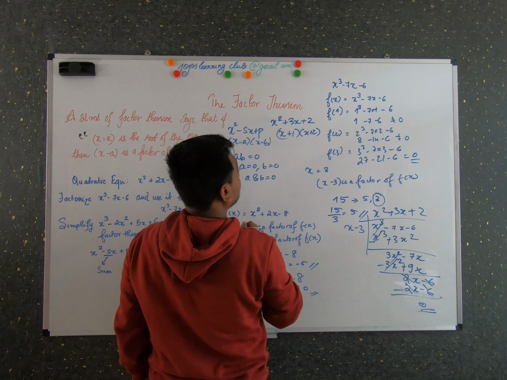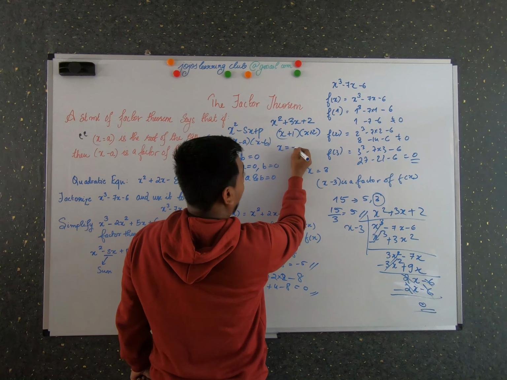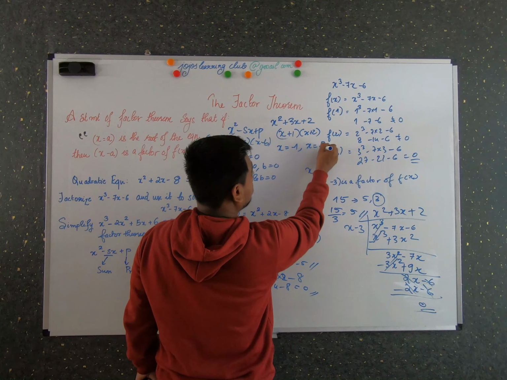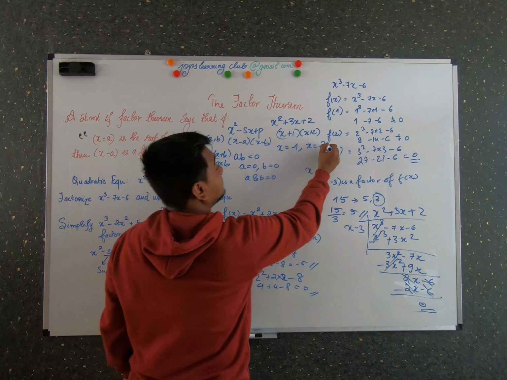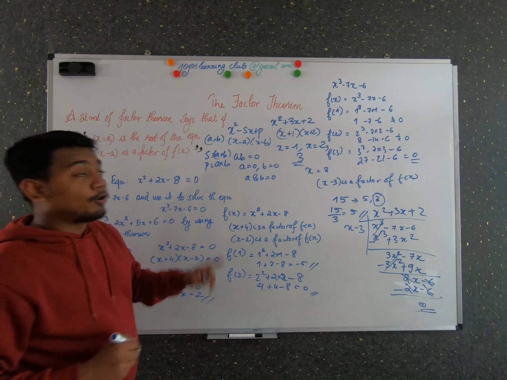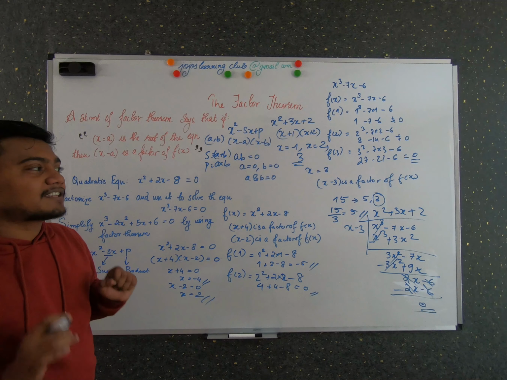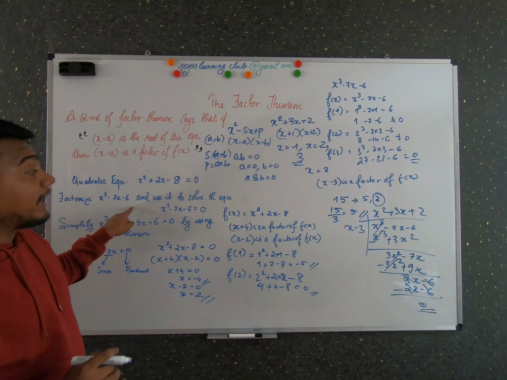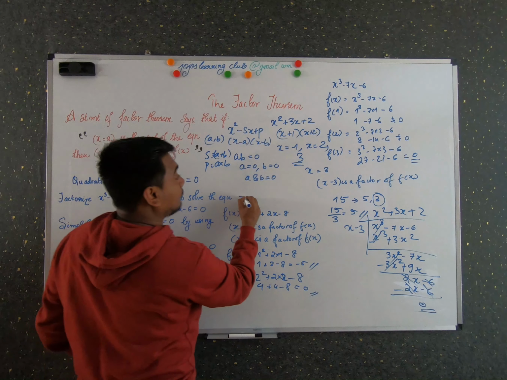So what are the roots of this equation? x equal to minus 1, x equal to minus 2, and already you have found x is also equal to 3. So now let's do the last step of the equation. Now we have to factorize it. So what is the equation?